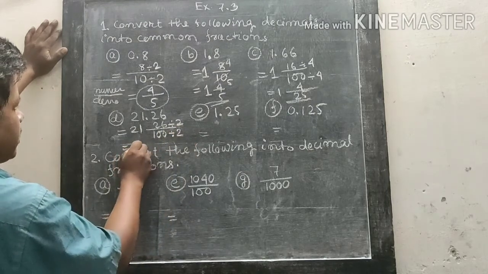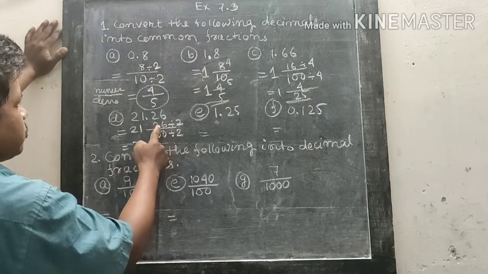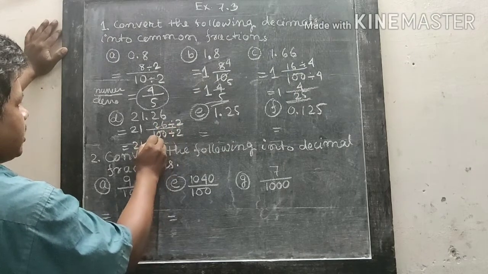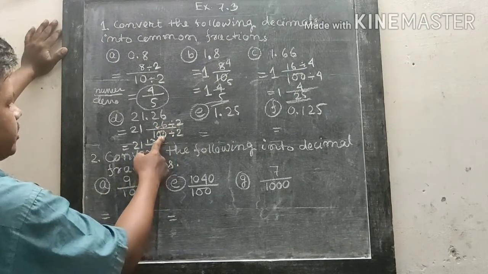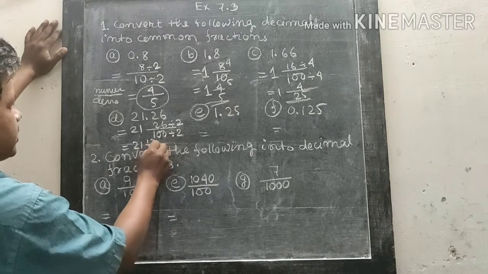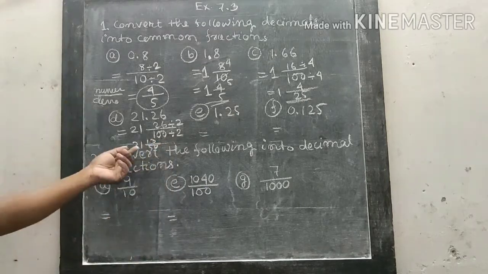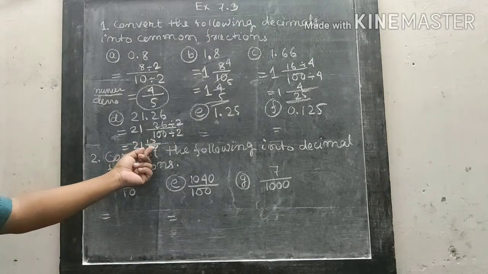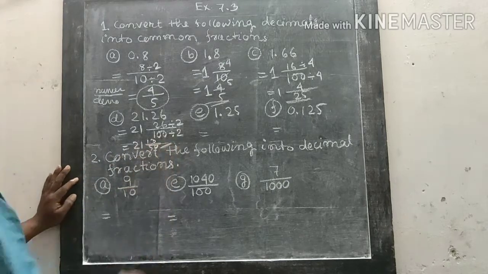This 21 will come as it was. Then 26 divided by 2, we shall have 13 divided by 50. Yes, 13 by 50. So 21 and 13 by 50. This is our required answer.